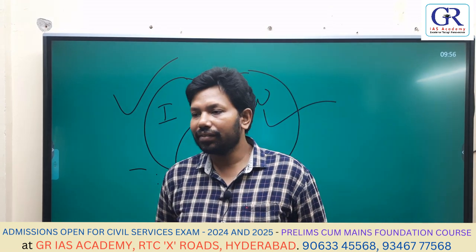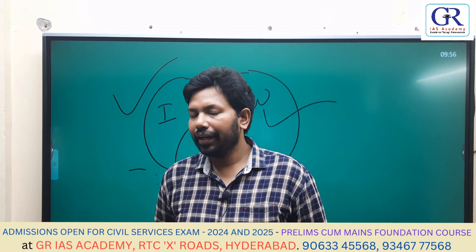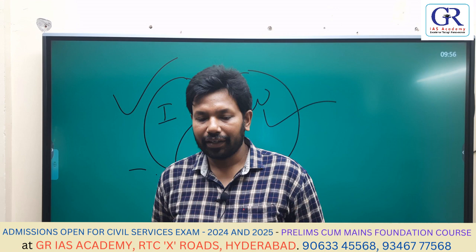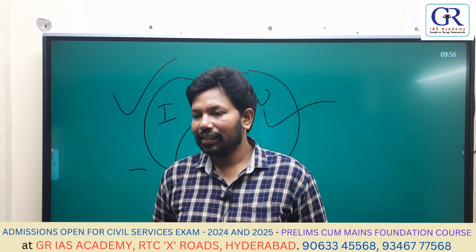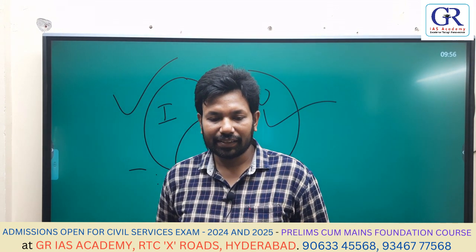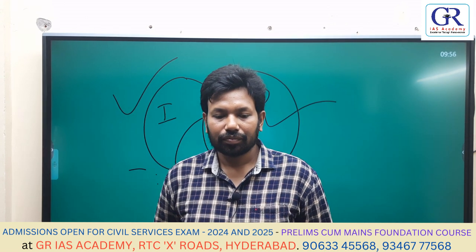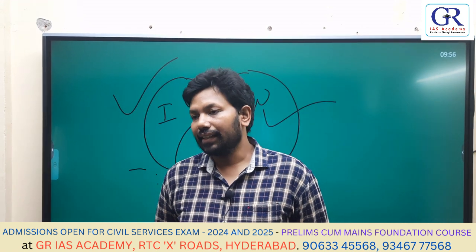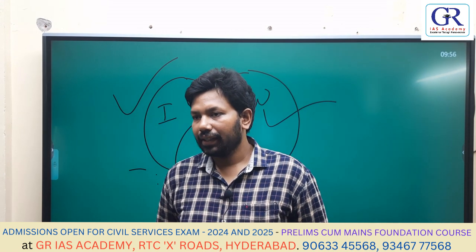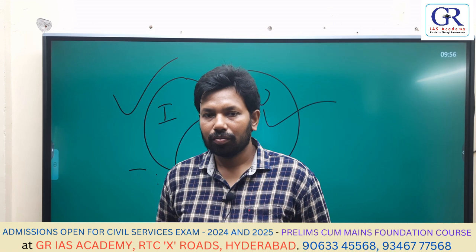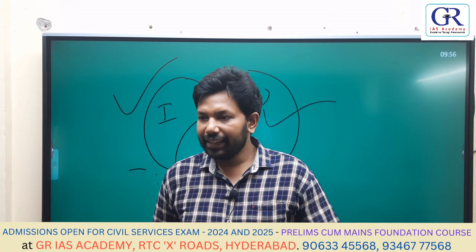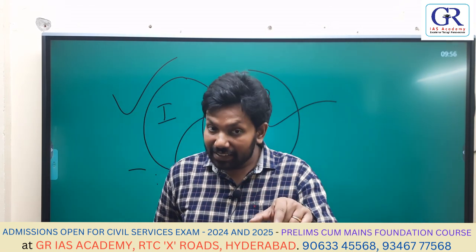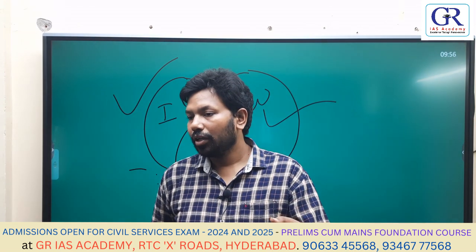How many NCERT books you have, sir, till now? 8. Indian plus world? 9. How many? 9 or 8? 9. So 9 NCERT plus Savinder Singh geography. 9 NCERT is mandatory, sir. You don't have a choice here. Okay. Savinder Singh, or there is one more book, Majid Hussain.